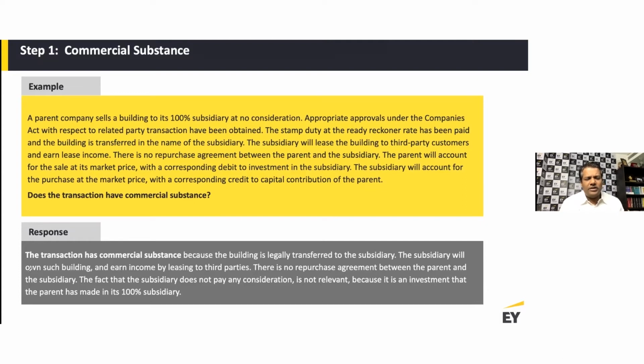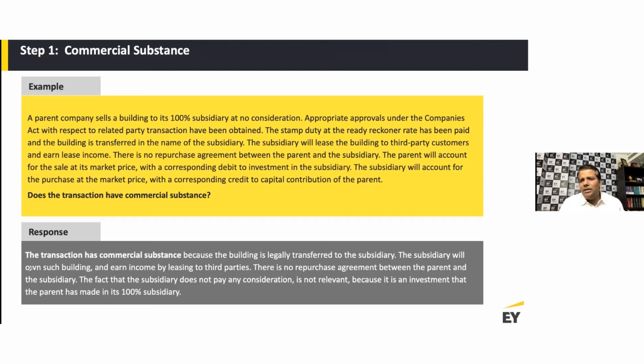So if you look at the response, the transaction has commercial substance because the building is legally transferred to the subsidiary. The subsidiary will own such building in future and earn income by leasing to third parties. There is no repurchase agreement between the parent and the subsidiary. The fact that the subsidiary does not pay any consideration is not relevant because it is an investment that the parent has made in its 100% subsidiary.